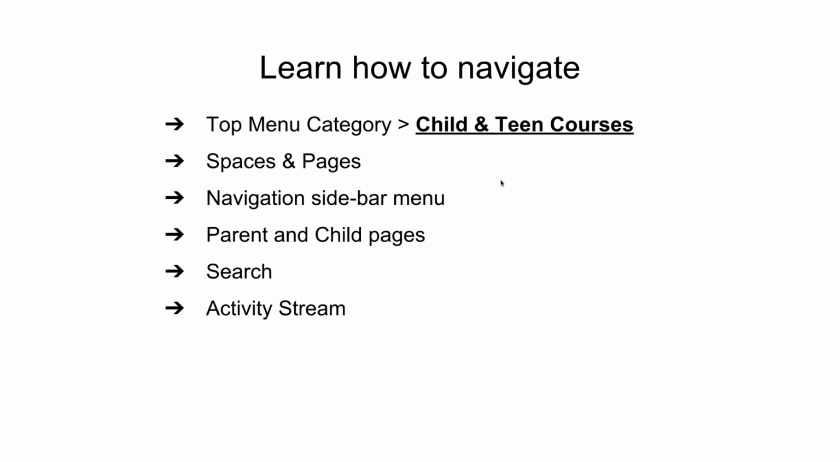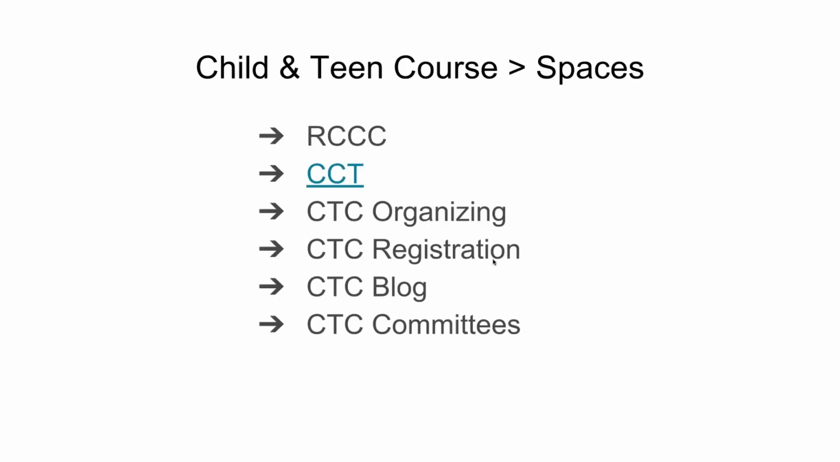Navigation bar on the side, and the structure of pages. You have pages and child pages, meaning there's a hierarchical nest of pages and how it's organized, and I'll show you that in a bit. And you can do a search, and you can look at your activity stream. That'll make more sense once we're actually looking at the wiki page, which we'll get to right away.